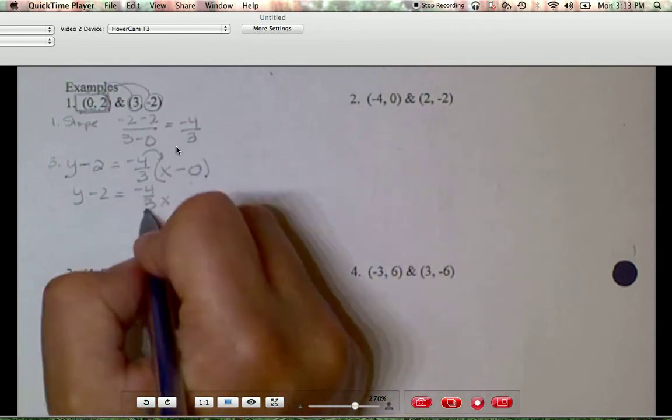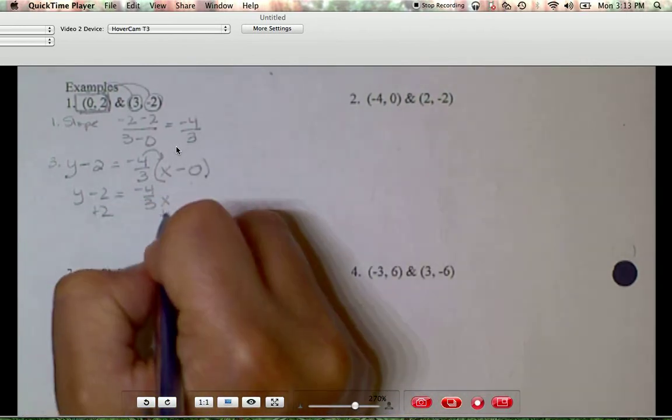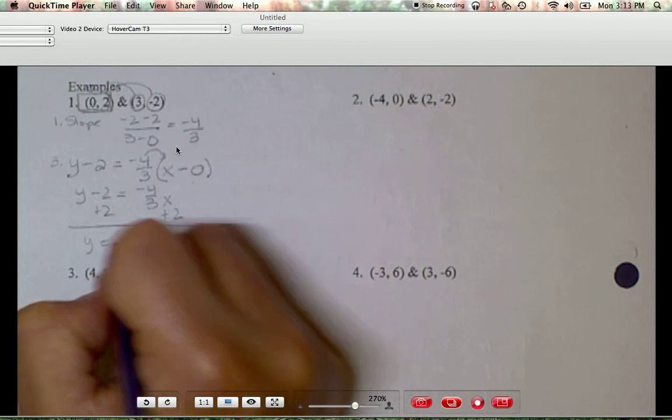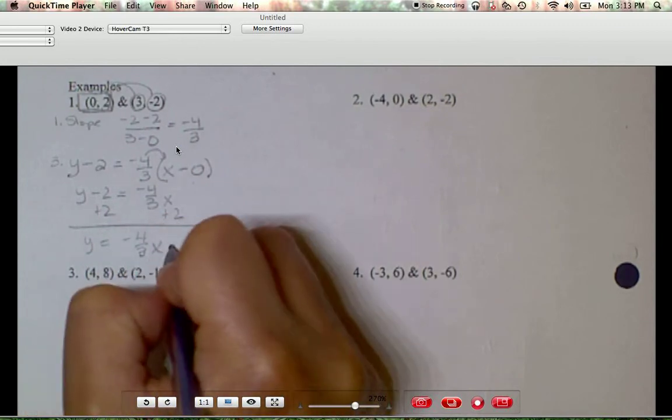And then we need to continue to get y alone, so we add 2 to both sides, and we get y equals -4/3 x plus 2.